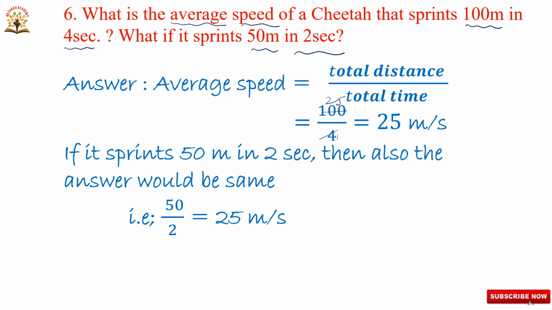So the answer is 50 by 2. 2 ones are 2, 25. So the answer is 25 meters per second. So average speed is 25 meters per second by using the formula total distance by total time taken. Okay, next we'll go to the next question.